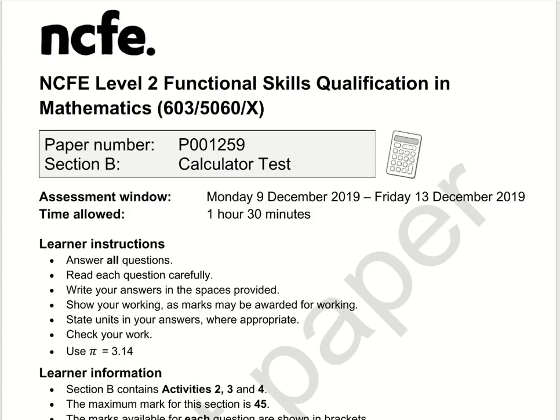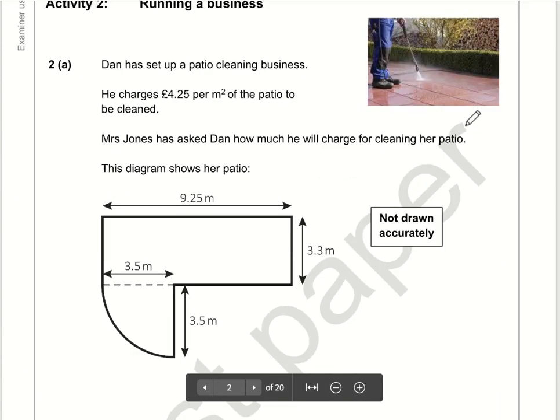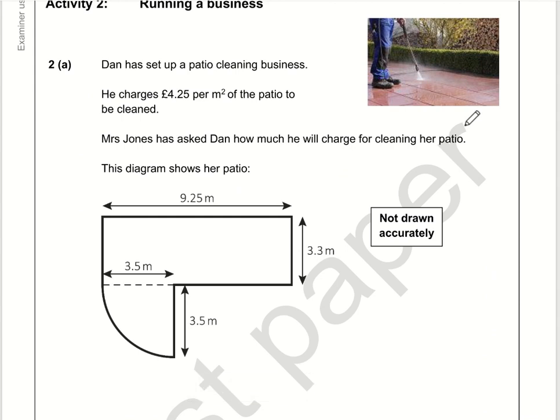Here are the video solutions for NCFE Level 2 Functional Skills Maths. This is section B, which is the calculator part, and this is from December 2019. So let's take a look at question number 2.